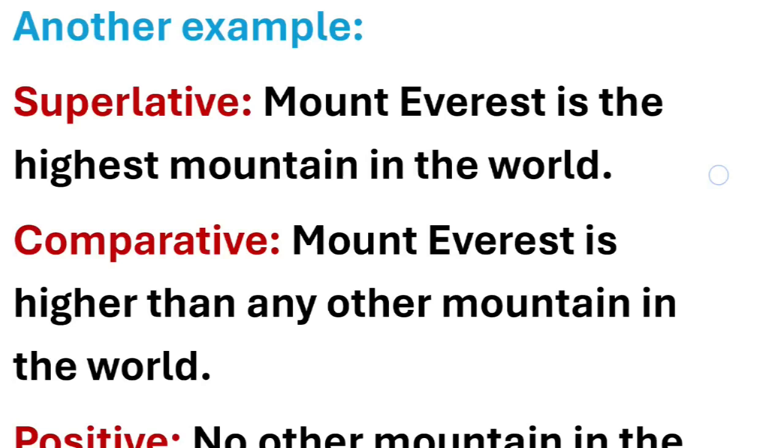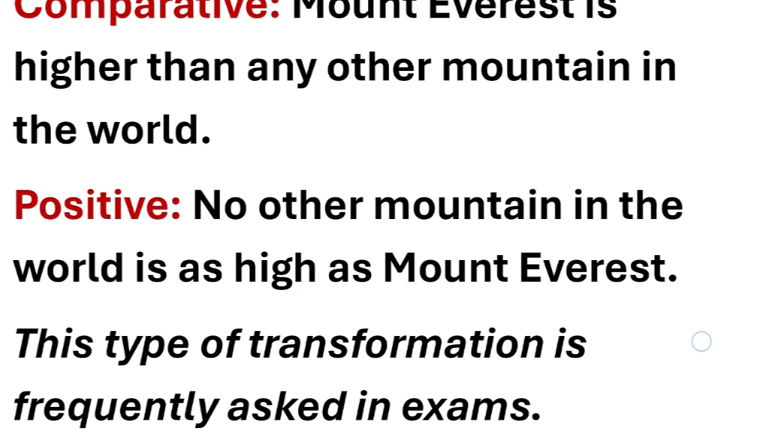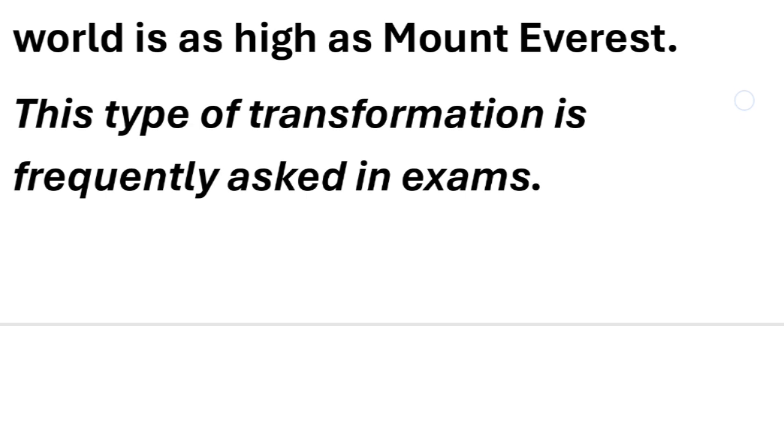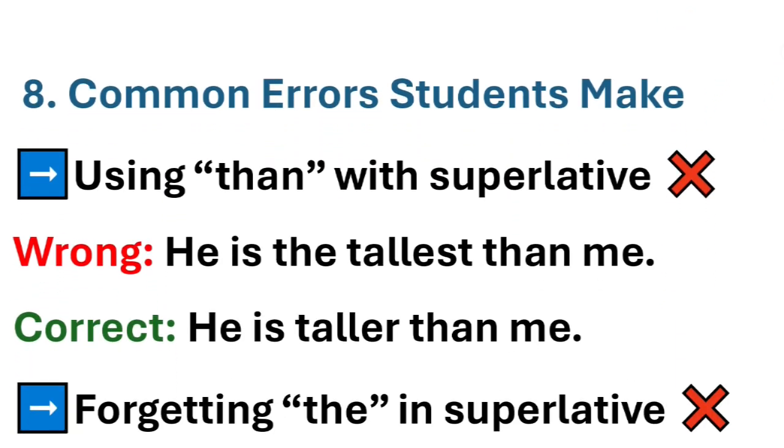Another example that we can use using superlative: Mount Everest is the highest mountain in the world. The highest means there's no other mountain which is higher or taller than this. Mount Everest is higher than any other mountain in the world is in comparative form, and in positive it will be no other mountain in the world is as high as Mount Everest. These questions are frequently asked in the exam.